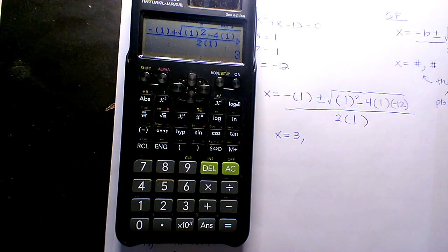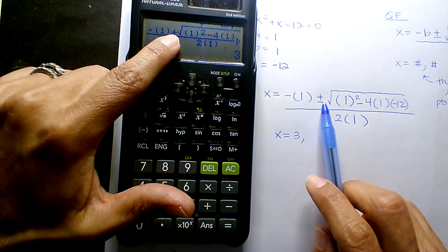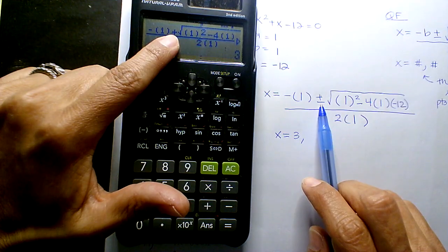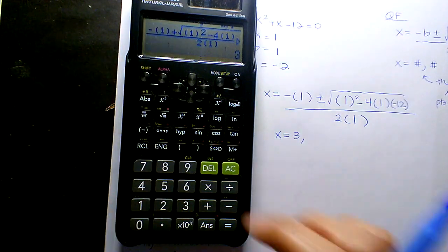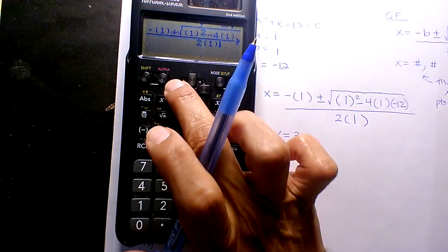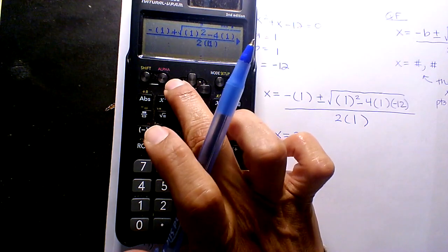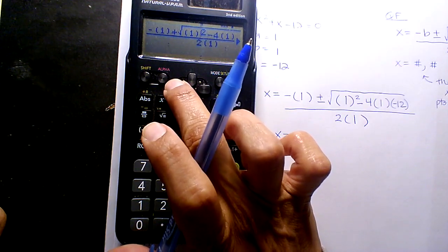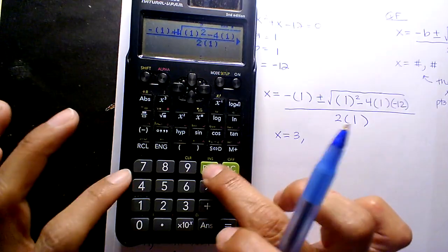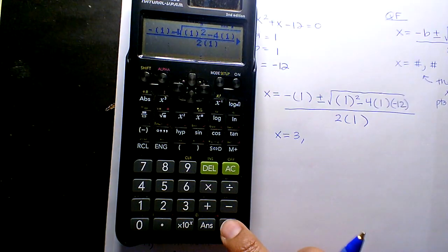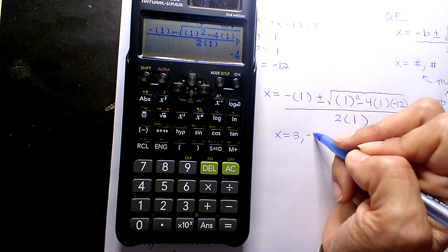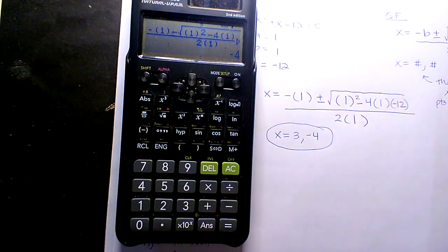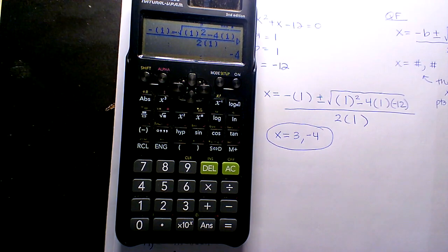Perfect. You don't clear it. You go back to that positive, and you're now going to replace it with the subtraction. So, go back. Delete the plus, put in subtraction, hit equal, and I get negative 4, and those are your x-intercepts. We'll eventually come back and graph some of these, but that's it.